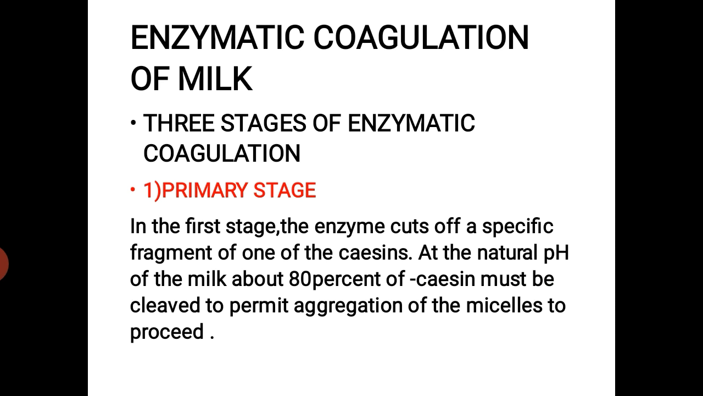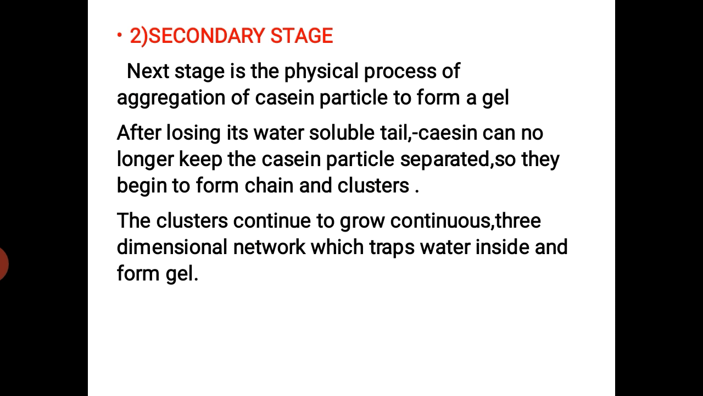Now we can see how enzymatic coagulation of milk occurs. Mainly there are three stages for enzymatic coagulation: primary stage, secondary stage, and tertiary stage. Primary stage. In the first stage, enzyme cuts off a specific fragment of one of the caseins. At the natural pH of the milk, about 80% of casein must be cleaved to permit aggregation of the micelles to proceed. Secondary stage. Next stage is the physical process of aggregation of casein particles to form a gel.